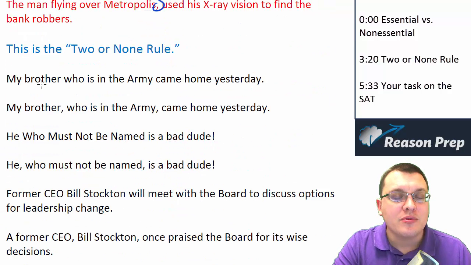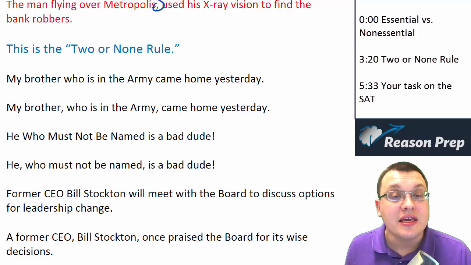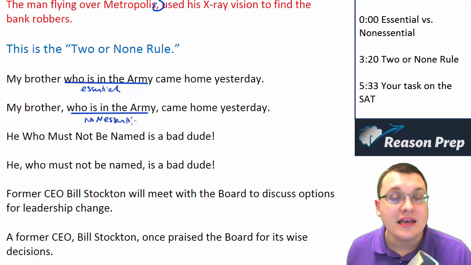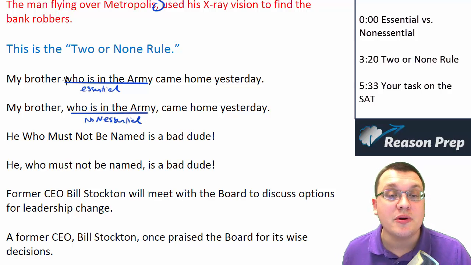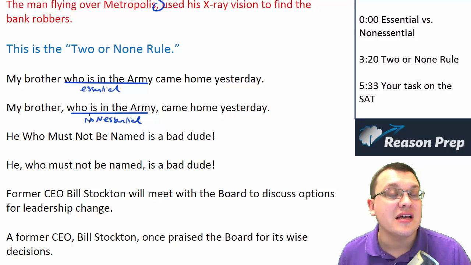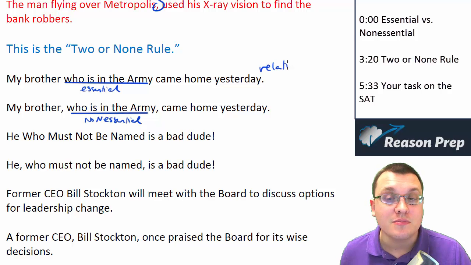Let's look at some more examples. My brother who is in the army came home yesterday. My brother, who is in the army, came home yesterday. So here we have an essential phrase, and here it's non-essential. In a little bit, we'll talk about the difference between these. But note, when it's essential, there are no commas. When it's not essential, there are commas. This is an example of relative clauses being used in this way.